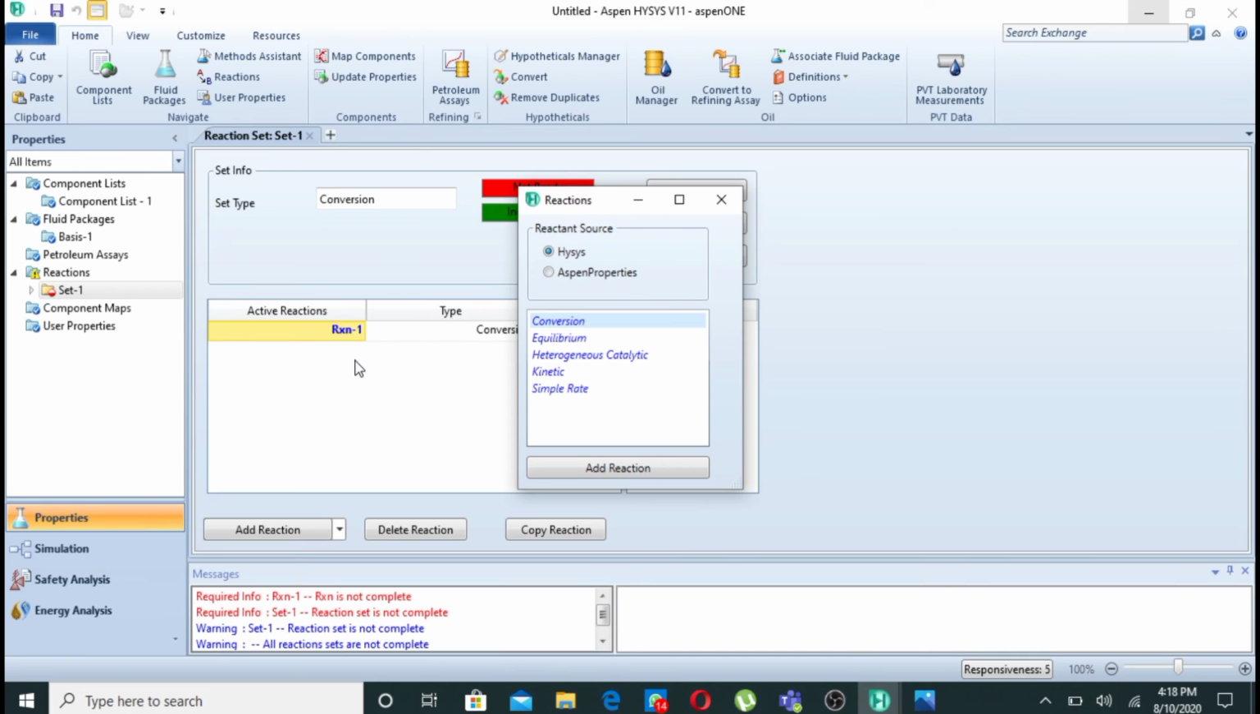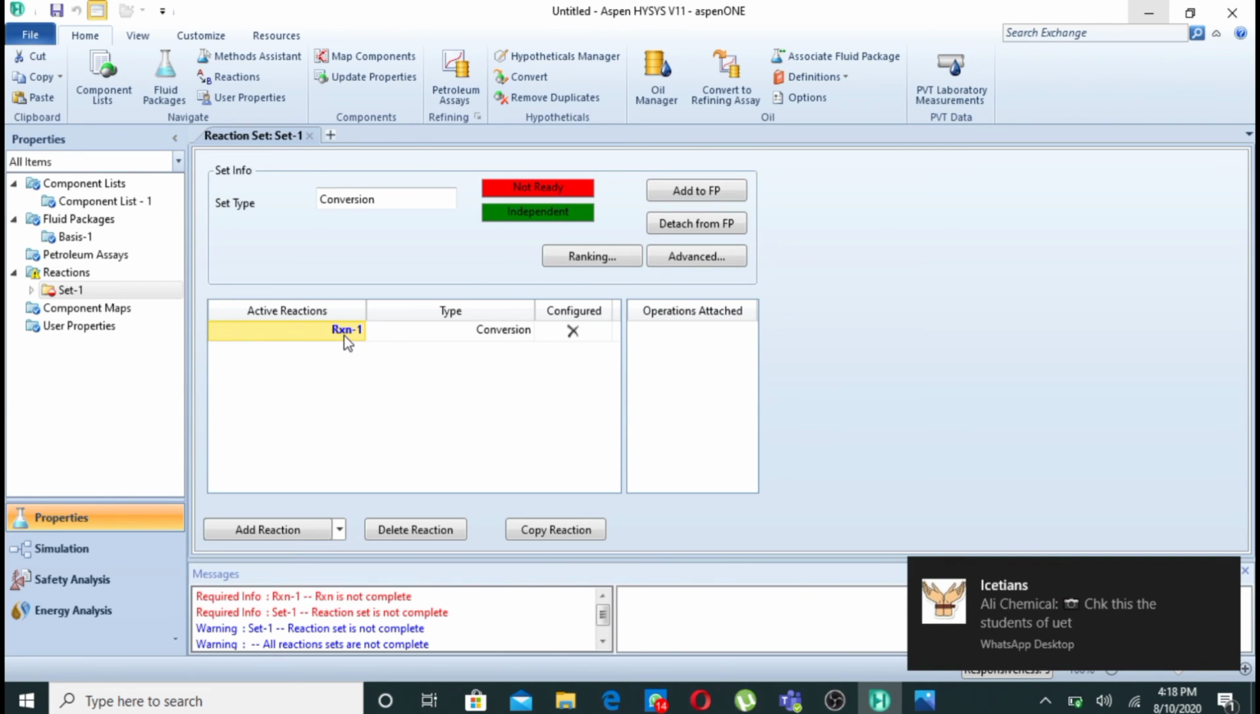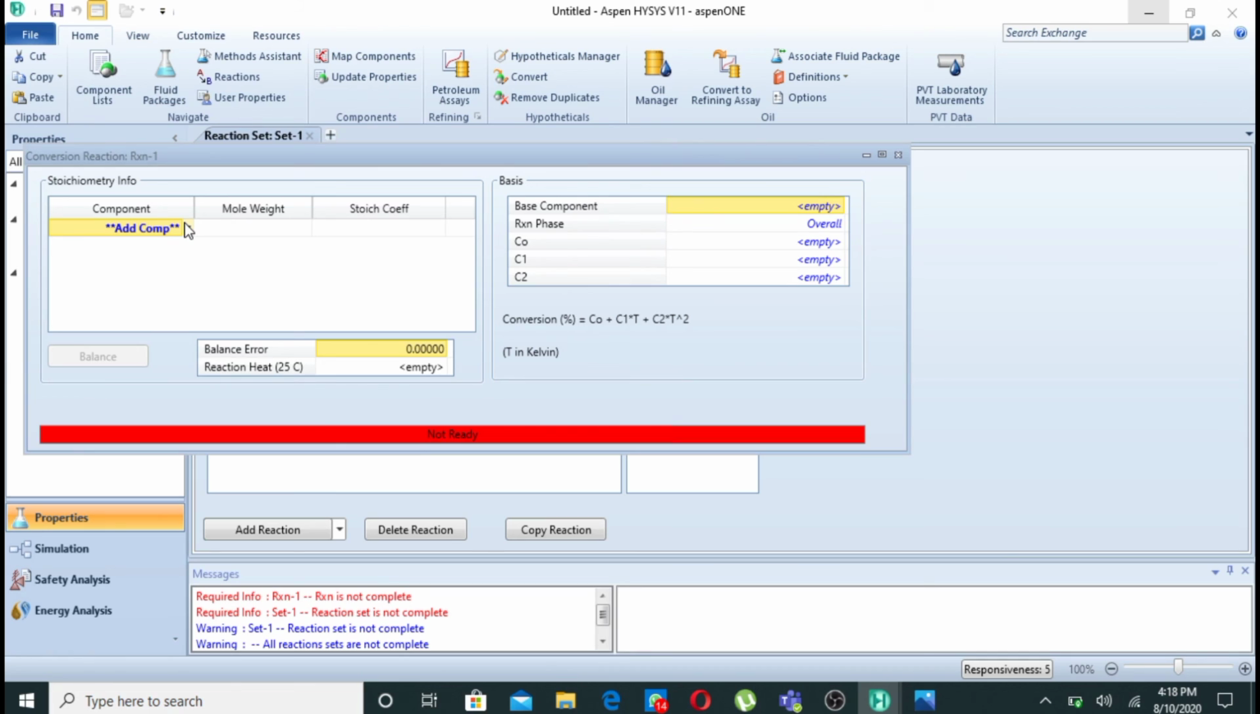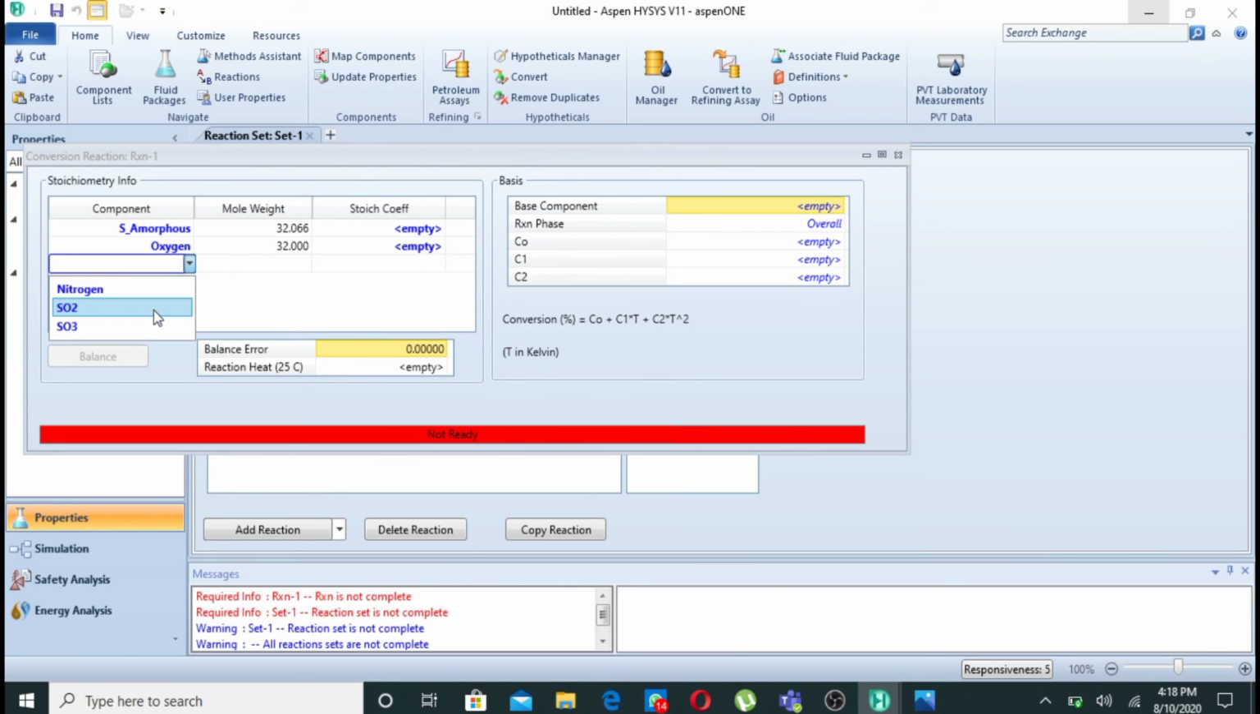I will click close, and now I have to double click on the reaction, Reaction 1. Our first reaction is sulfur reacting with oxygen to produce sulfur dioxide. Now you want a balanced equation. In the balanced equation, 1 mole of sulfur reacts with 1 mole of oxygen to give 1 mole of sulfur dioxide. So I will write -1 for the reactants, minus with all the reactants and 1 with the product.